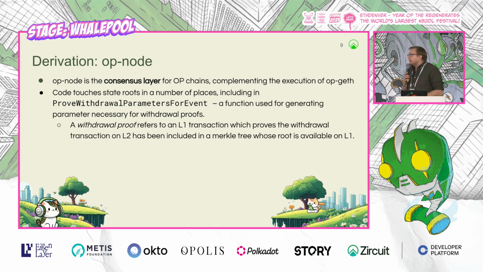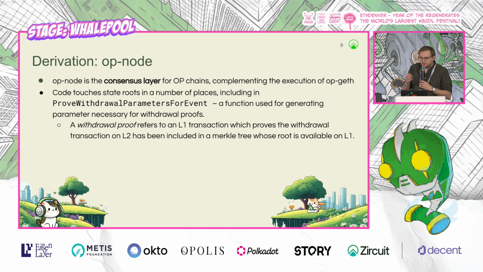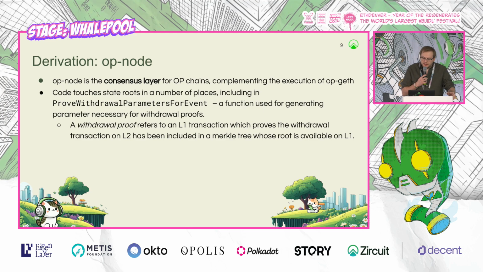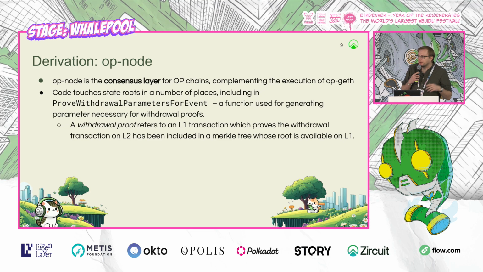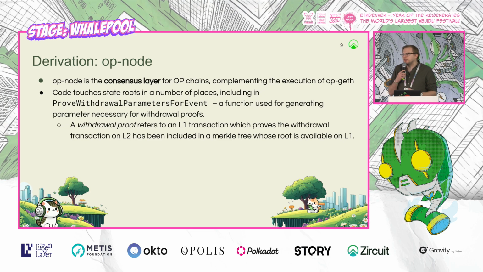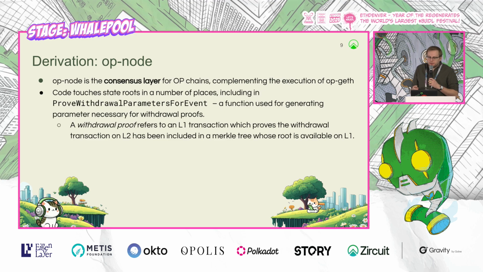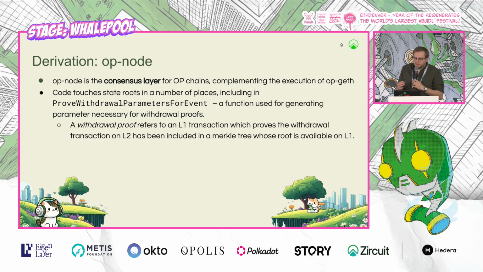First, the OP node. It's the consensus layer. It's sort of responsible for actually instructing the execution engine to build the blocks. It is going to get deposit transactions from L1. It's going to get other things. It's going to rederive the state when needed. So if your node goes down, you can run it up, and it can read from L1 and rederive all the chain.